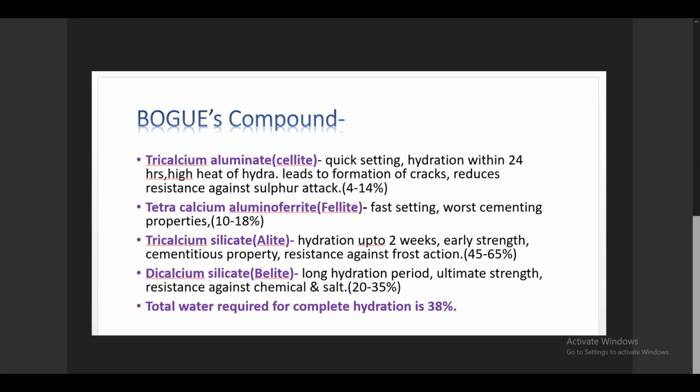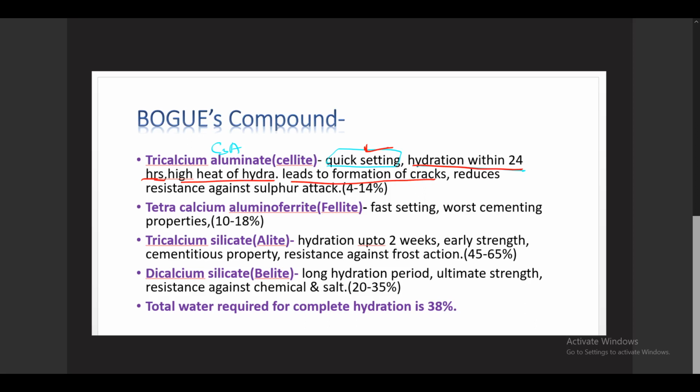The first one is the tricalcium aluminate, that is C3A. As we discussed in the above case, it leads to the quick setting. Its hydration occurs within the first 24 hours, and that means it ultimately leads to the initial setting. It also has a high heat of hydration, and that leads to the formation of cracks.